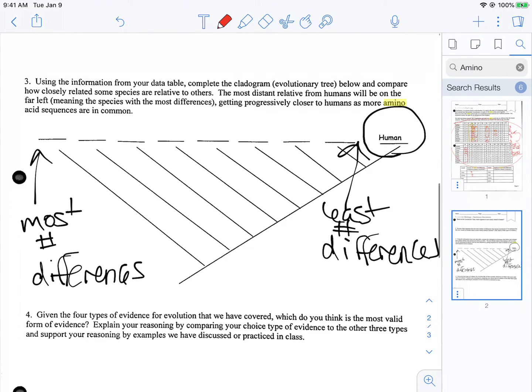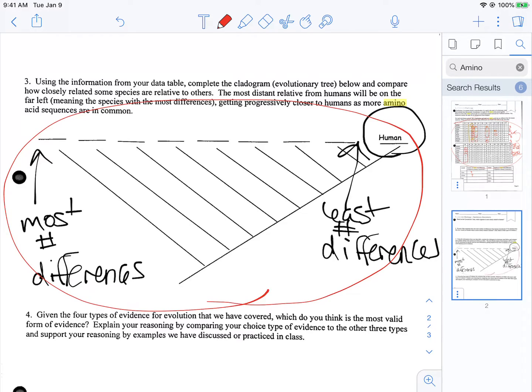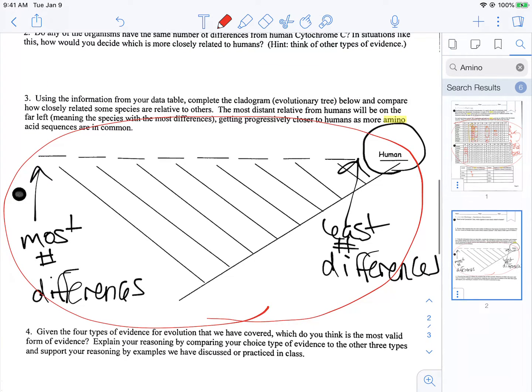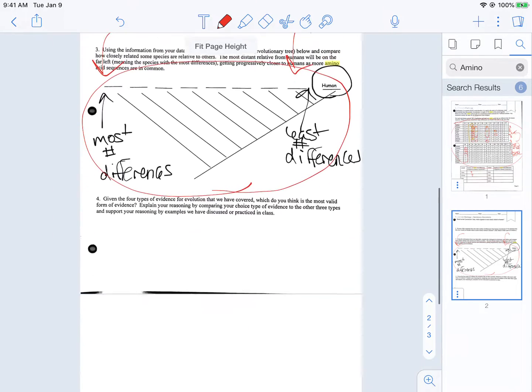And here's what we're going to do. We are going to take our organisms and organize them on what's called a cladogram. A cladogram is like an evolutionary tree to see who is most closely related to who based on DNA. So the organism with the least number of differences out of all of these is going to be placed next to a human, okay? And then the organism with the greatest number of differences is going to be farthest away from the human. We don't know what that is yet. So let's go ahead and find out.